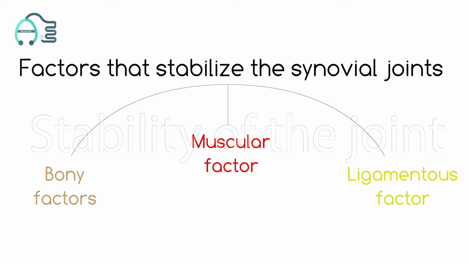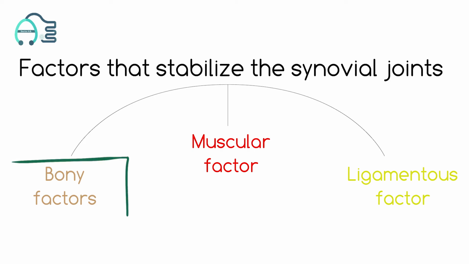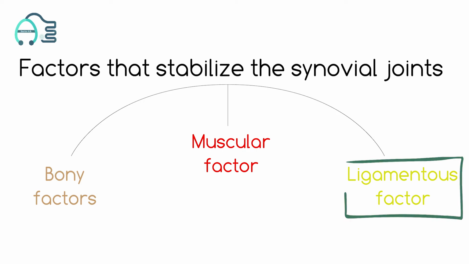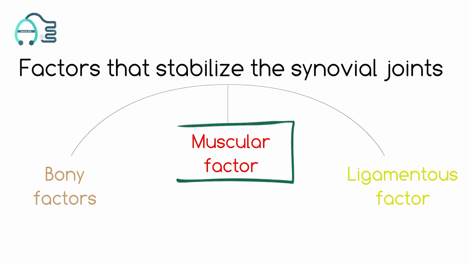Stability of the joint has great clinical importance and explains why some joints are more prone to dislocation and injury than others. The factors which stabilize the synovial joints are: bony factors. The shape, size and arrangement of articular surfaces determine whether they fit together perfectly or not. Ligamentous factor, which prevents excessive movement that could damage the joint. Muscular factor. The tone of the surrounding muscles contributes greatly to the stability of the joint.